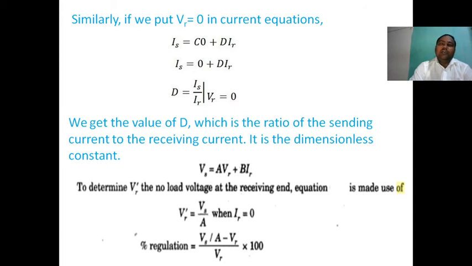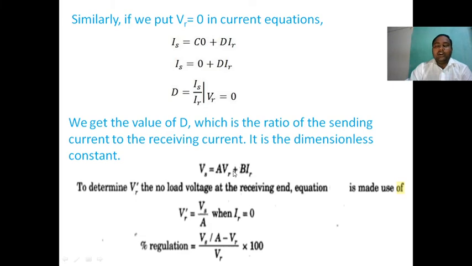If you assume VR dash is the no load voltage, how can you find it? To determine VR dash, the no load voltage at the receiving end, the equation VR dash is equal to Vs by A, where IR is equal to 0, is made use of. Take the open circuit condition. In the open circuit condition, the IR value is equal to 0, so Vs becomes AVR. We take this VR as VR dash. So what does VR dash mean at no load condition?